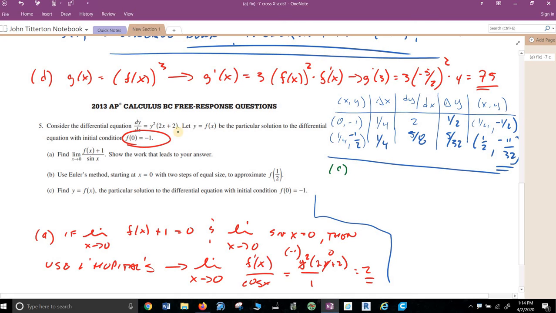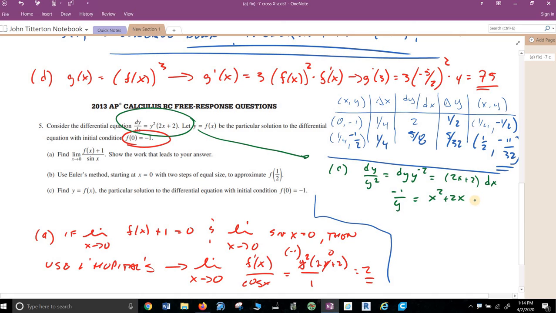So you start with this equation, and you bring the y down, dy over y squared, which is actually dy times y to the negative second. And then you throw the dx up on the other side, and you get 2x plus 2 dx. So when you integrate this, add 1, negative 1, divide by that, you get negative 1 over y equals x squared plus 2x plus c. Plug in your values, negative 1 over negative 1 equals 0 plus 0 plus c. C equals 1. So you are left with negative 1 over y equals x squared plus 2x plus 1.